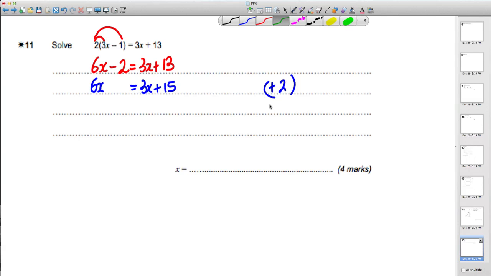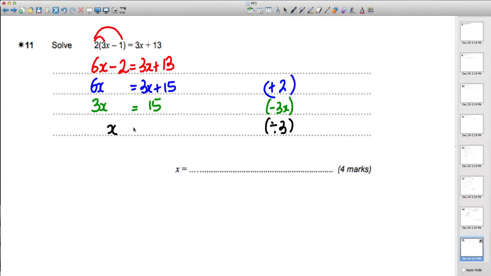Let's get all the x's to one side. Let's subtract 3x from both sides. So we'd have 3x is equal to 15. And then finally, let's divide both sides by 3. And we would get x is equal to 5. And that would be our answer.